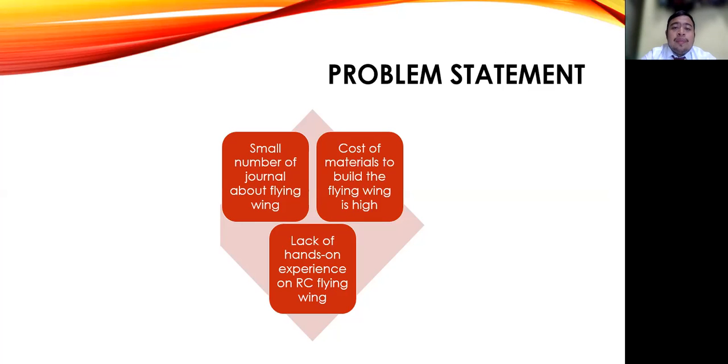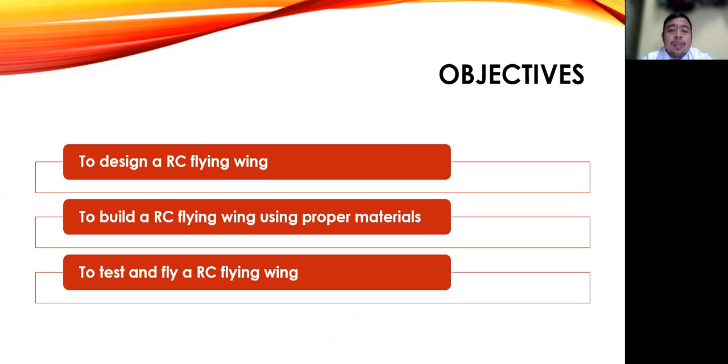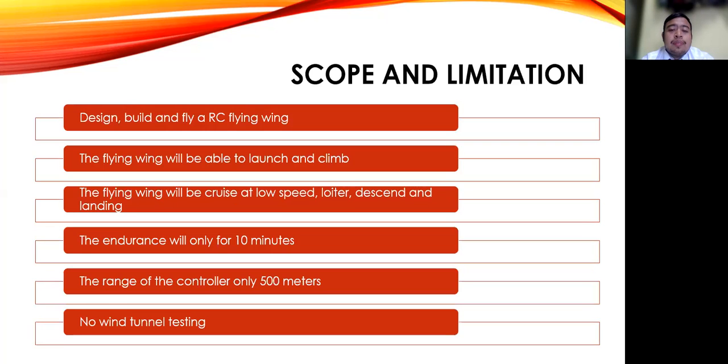For the problem statement, firstly, small number of journals about the flying wing, and then the cost of materials to build the flying wing is high, and lastly, lack of hands-on experience on RC flying wing. For the objective of the study, to design a RC flying wing, and then to build a RC flying wing using proper materials, and lastly, to test and fly a RC flying wing.